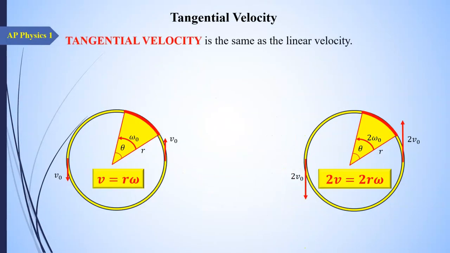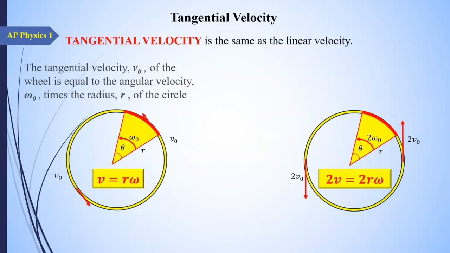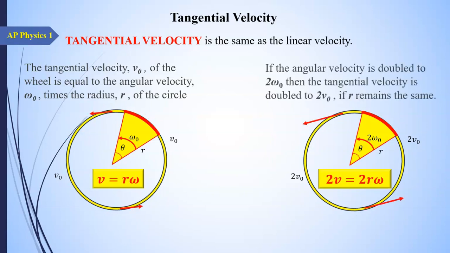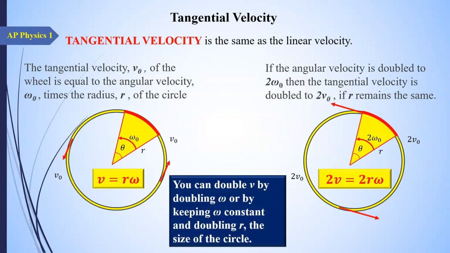Tangential velocity is the same as linear velocity. The tangential velocity, v0, of the wheel is equal to the angular velocity, omega 0, times the radius of the circle. If the angular velocity is doubled to 2 omega, then the tangential velocity is doubled to 2v, if r remains the same. You can double v by doubling omega, or by keeping omega constant and doubling r, the size of the circle.